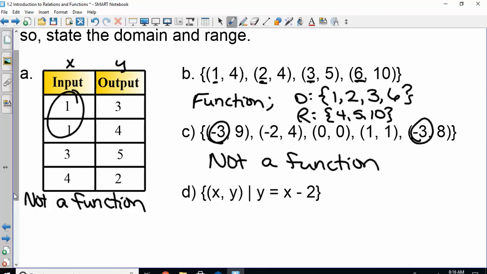So just look at this. If it's a function, then each x only gives you one y value. I'm going to plug in something for x and subtract 2. If you take a number and subtract 2, do you ever get 2 different answers? No. No matter what number you pick, you subtract 2 and you get one and only one answer, right? So x will never repeat, so that means it is a function.